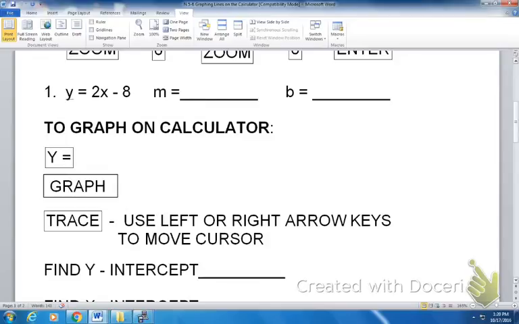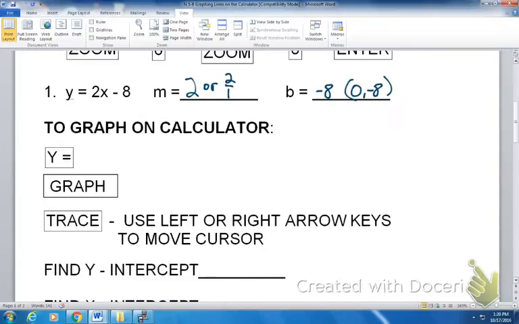So first, it's going to ask us a couple of questions that we should already know the answers to. Like, we got this equation, y equals 2x minus 8. It asks for the slope. Well, the slope in this case is 2, or for graphing purposes, we could put 2 over 1. The y-intercept is negative 8, or the point (0, negative 8).